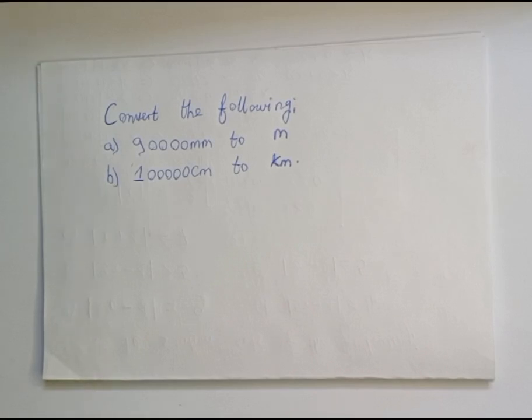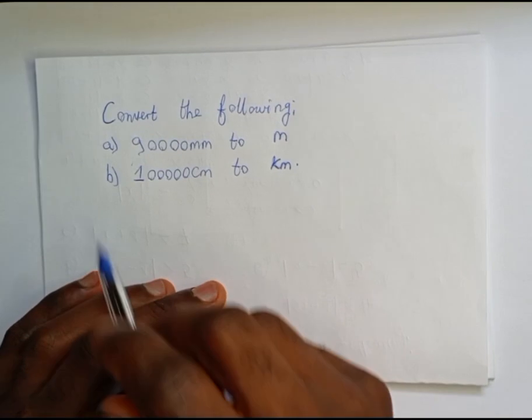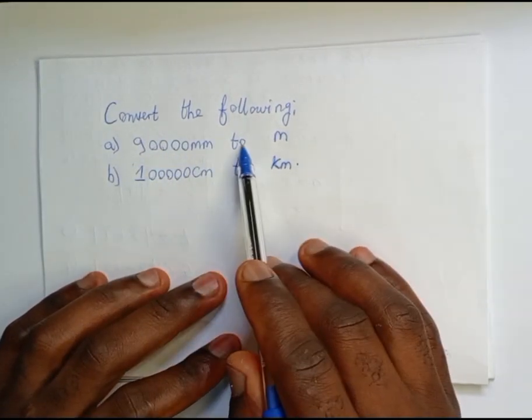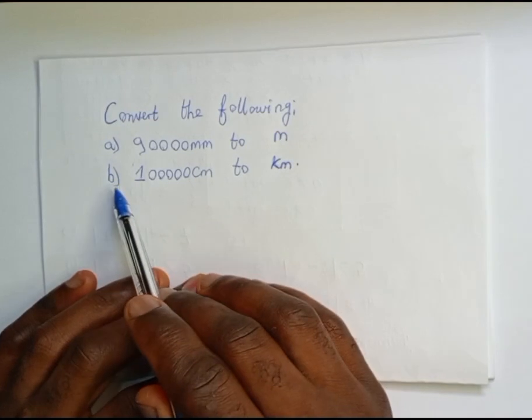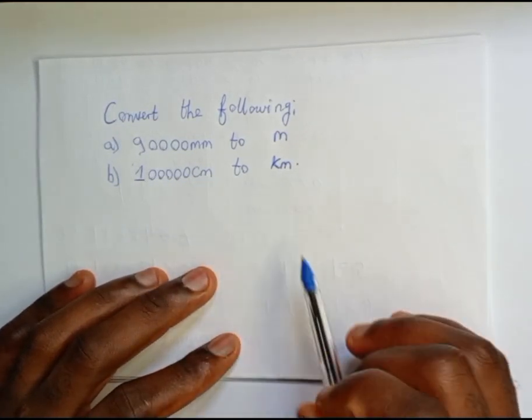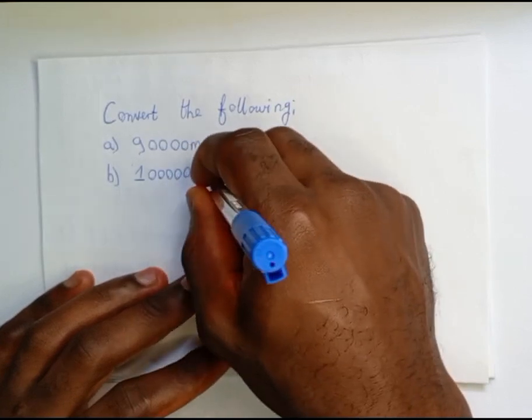We are to convert the following. Here we have, for A, 90,000 millimeters to meters. For B, we have 100,000 centimeters to kilometers. We take the solution.